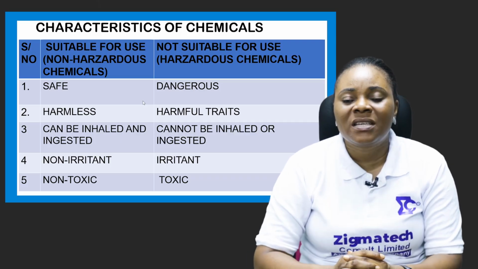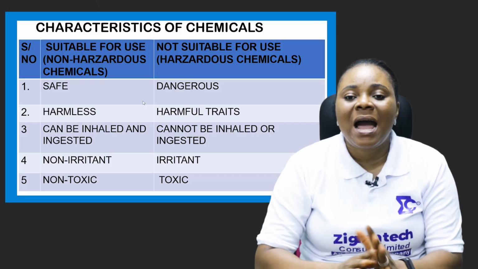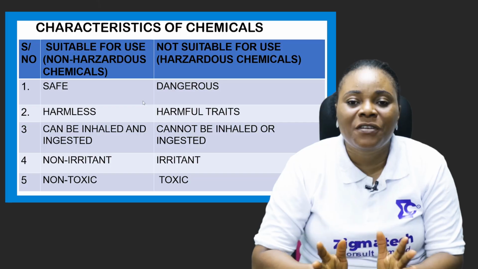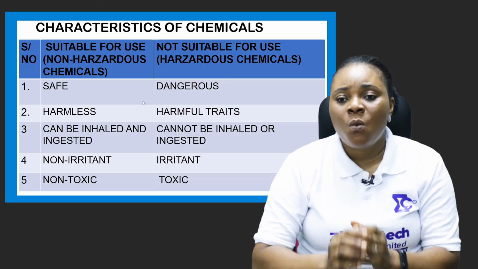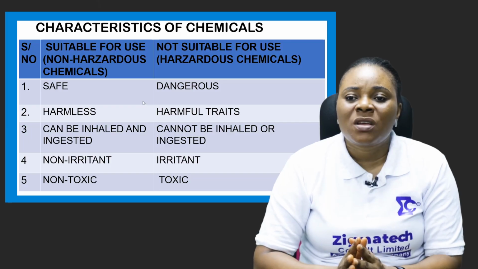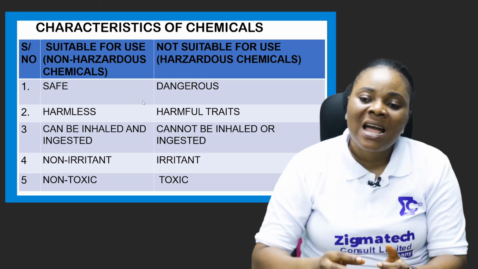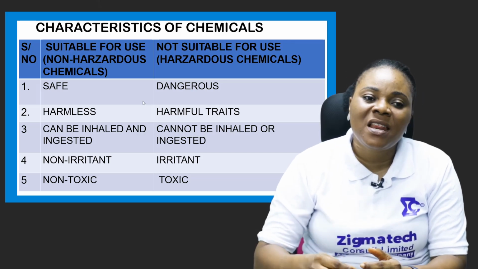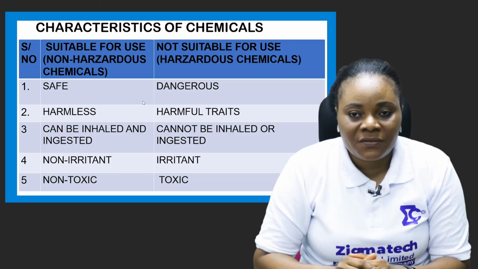characteristic number 2 is harmless. The ones suitable for use are harmless. That means they are danger-free. They can't harm you, that is when you use them in the right way. But the ones that are not suitable for use, they have harmful traits in them, especially when you use them against the narrative.